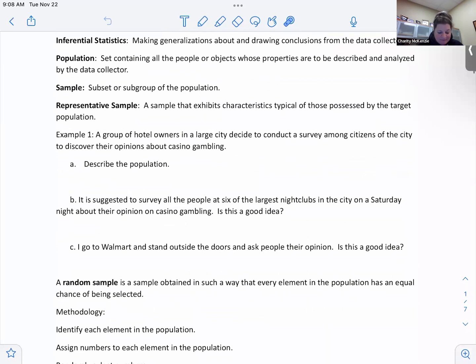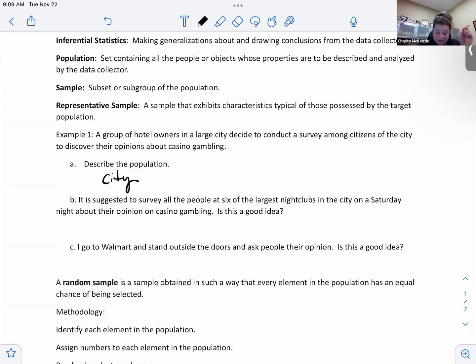So look at this. Example one. A group of hotel owners in a large city decide to conduct a survey among citizens in the city to discover their opinion about casino gambling. What's our population? What's the big thing that I'm looking at? It's the city, right? The population is the city and all the people in it, right?